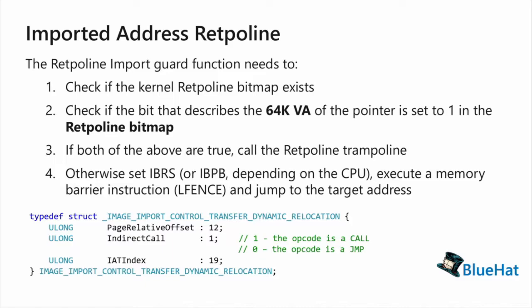On the bottom of the slide, you will see the data structure, which is a 32-bit array. It contains the relative offset inside the page. A page is 4K, so we need 12 bits to describe the offset. Then a value set to 1 or 0 says whether the branch is a call or a jump, and then the index into the IAT. We saw that 19 bits are enough for indexing the IAT.